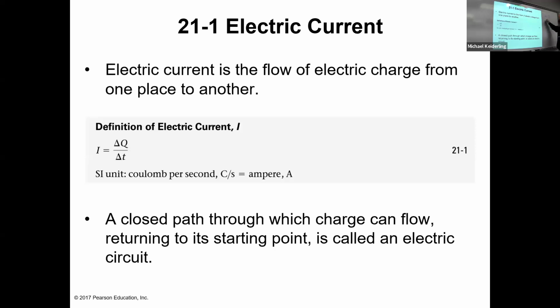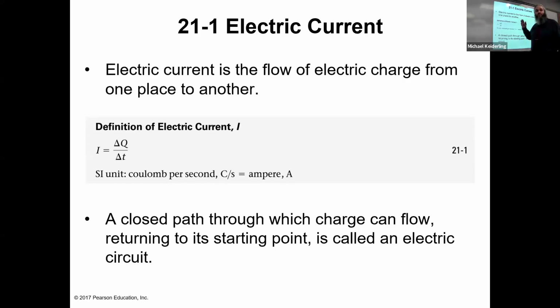So current is defined as delta Q over delta T. It's the rate of flow of charge. It's a coulomb, and the unit for current is a coulomb per second. The symbol is a capital I.